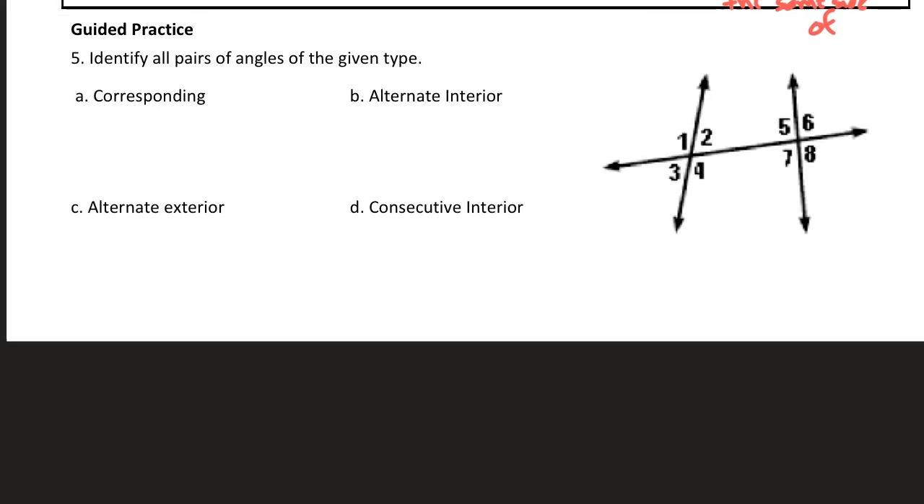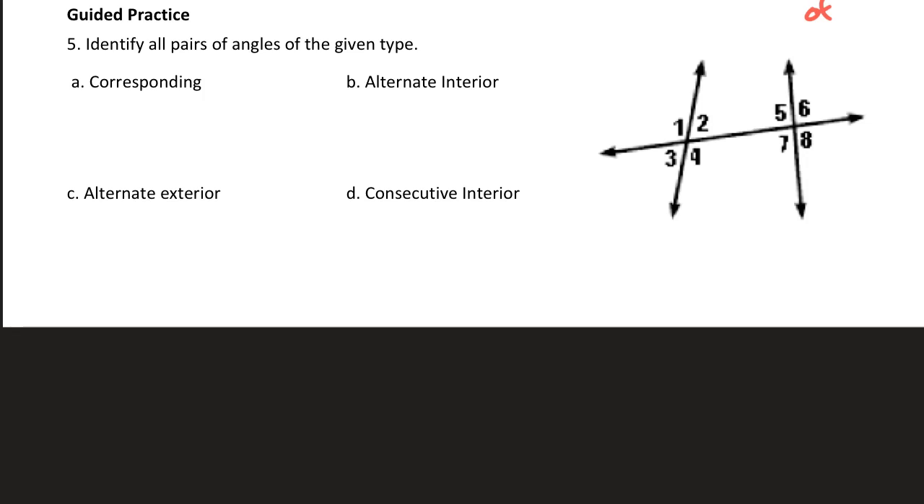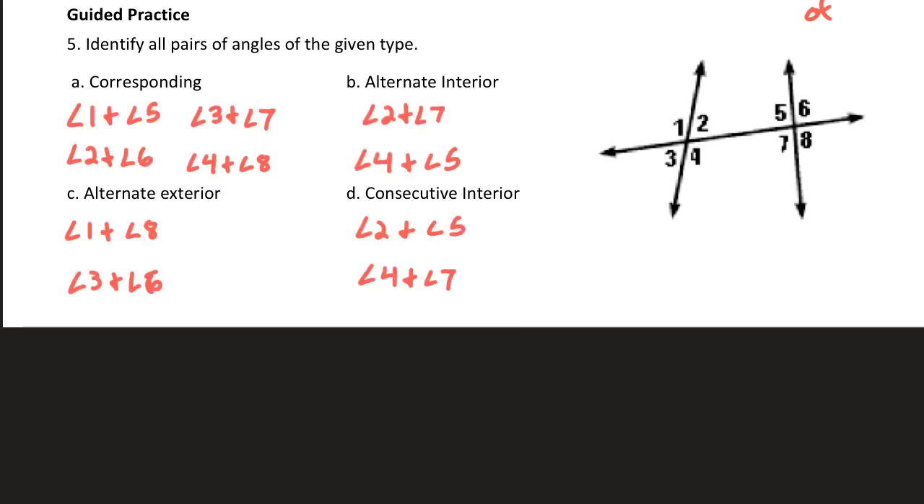So for the guided practice, what I'd like you to do is use those definitions above to help you identify all of the pairs of each given angle type. So you're going to have more than one pair for each of these angle types. So I'd like you to take a minute, use the examples above to help you determine which angles are corresponding to each other. So pairs of two, as many as you can name. So I'm going to give you a second to pause the video and then check your answers with me in a minute or so.